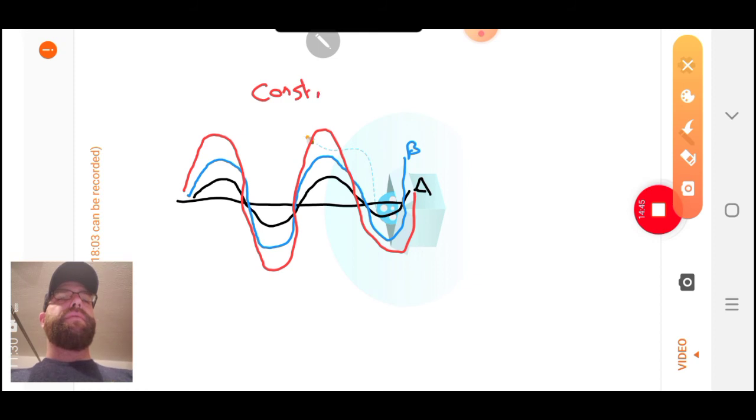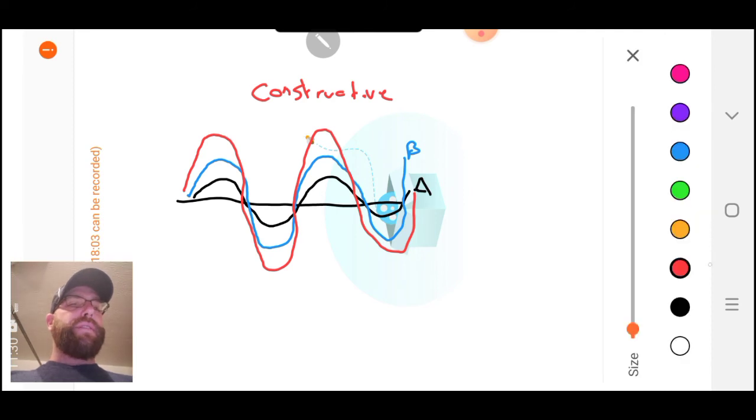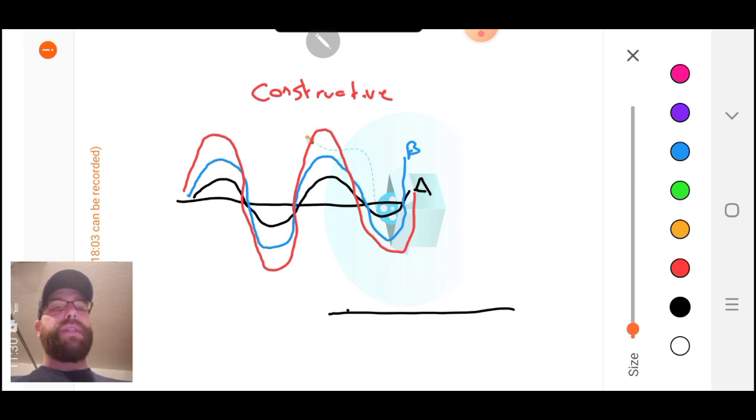Constructive interference. All right. On the other hand, you have destructive interference. And destructive interference is where two waves subtract from each other, if you will. It's just the opposite of what we just did.